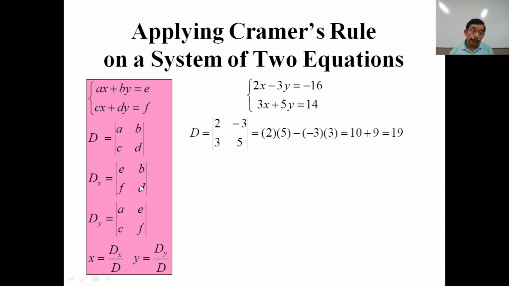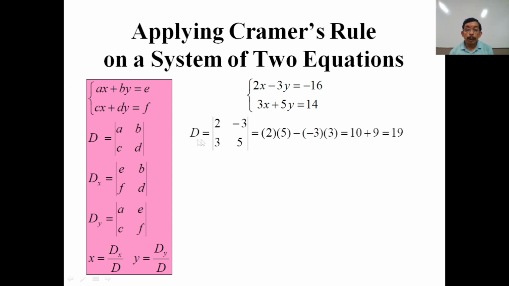This is dx, the determinant of dx, and dy is the determinant of the constant matrix with the second column replaced by the constant values. It means A and C stay the same, and the second column B, D is replaced by E, F. Then x is equal to dx divided by d, and y is equal to dy divided by d. Is it clear, everyone?